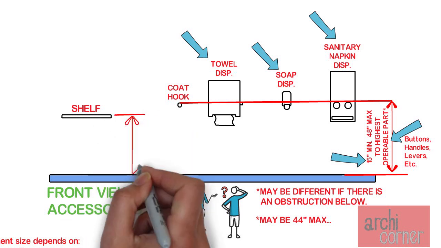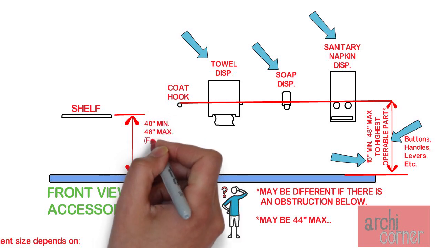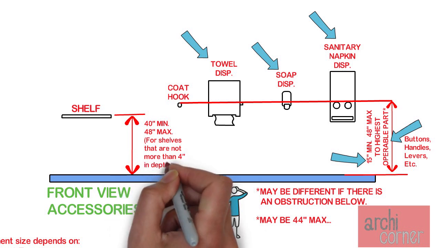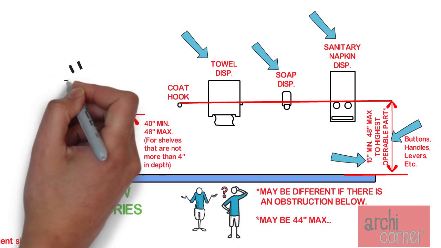Moving on to shelves. The shelves may be installed between 40 inches minimum and 48 inches maximum above the finished floor. However, the shelf should not be more than 4 inches deep.